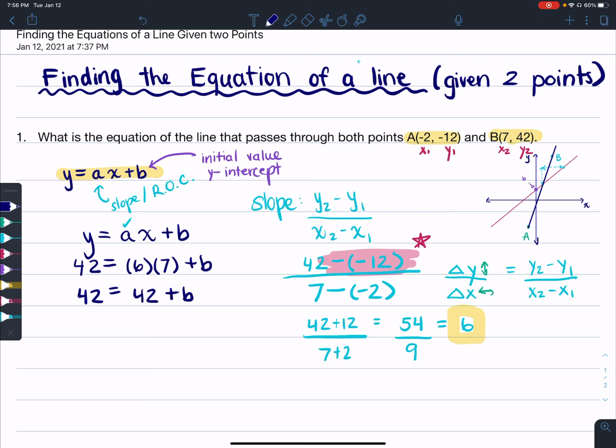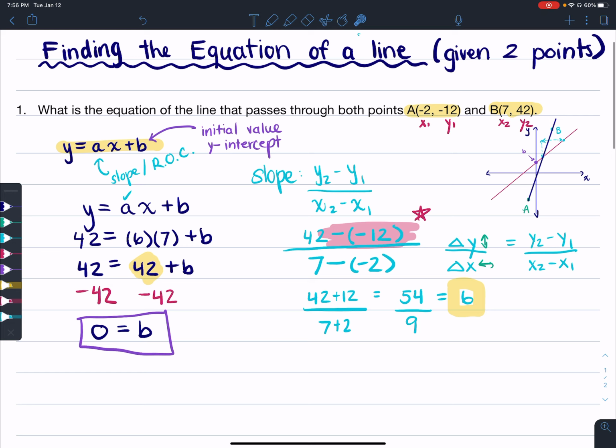So now we need to isolate B, and we need to move 42 over to the other side, or subtract 42 from both sides. 0 equals B. And this means that this line that passes through A and B is a direct variation linear function.